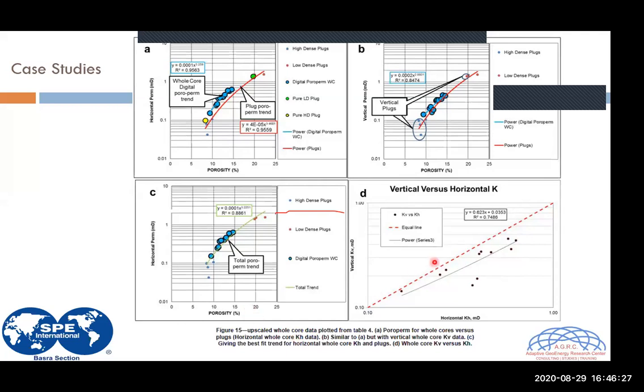Regarding the previous question, yes, we could generate the permeability in vertical and horizontal directions, and then we can also plot them together, trying to find some kind of trends between them. It is also possible.